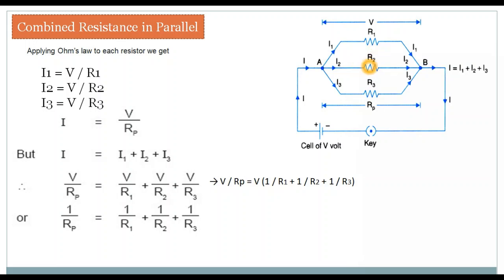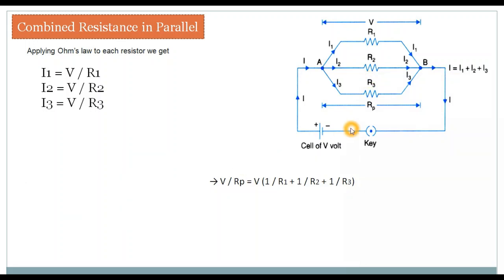The potential difference across each resistor would be the same. That means the potential difference across each resistor will be the potential difference applied by the cell. So here the cell is applying a potential difference of V volt. That means R1 will also have a potential difference of V volt, R2 will also have V, and R3 will also have V volt. So the potential difference is the same.